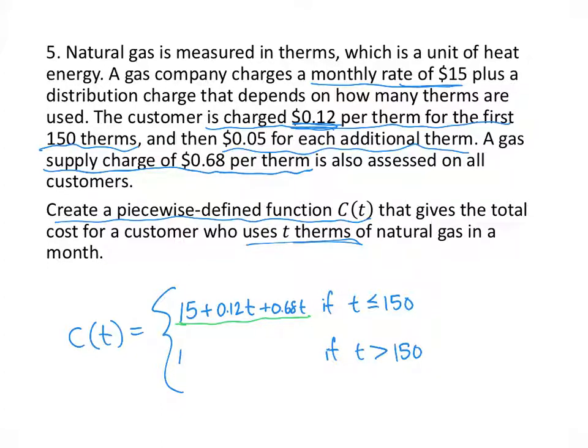Now when T is greater than 150, we still have to pay the $15 monthly charge. We still have to pay 12 cents per therm for the first 150 therms, so that would be 12 cents times 150. But now we're going to pay 5 cents for each additional therm. So that's going to be 5 cents times the number of therms in excess of 150. That's T minus 150. And then additionally, we still have to pay the 68 cents per therm. And so we also have 0.68 times the total number of therms T. And again, we could take all of that stuff and multiply it out and simplify it algebraically, but that would also be the formula that we have for T greater than 150.